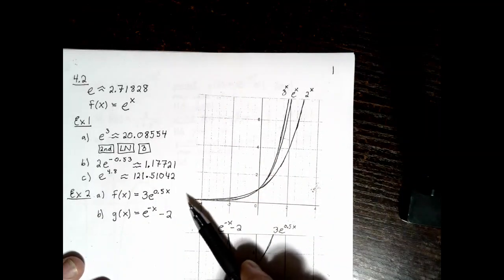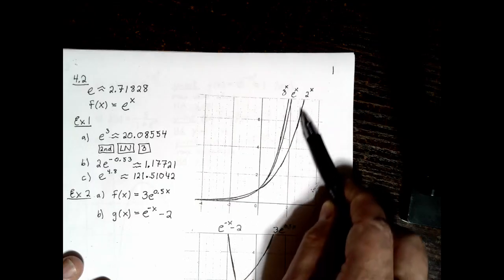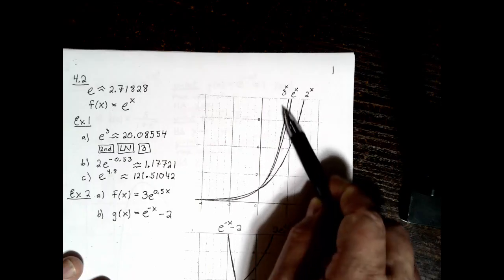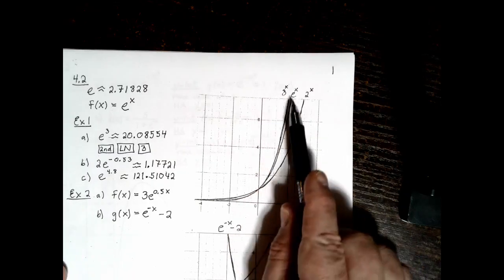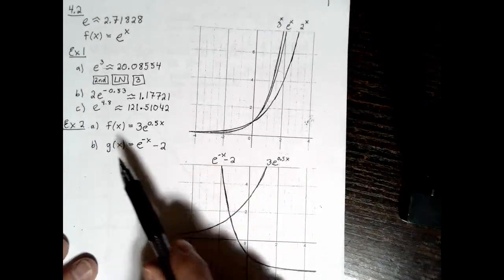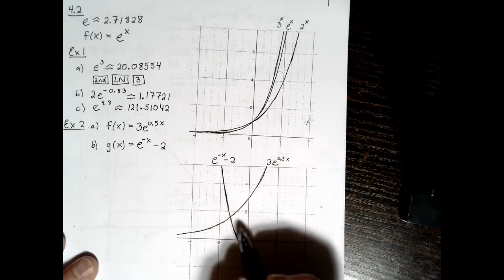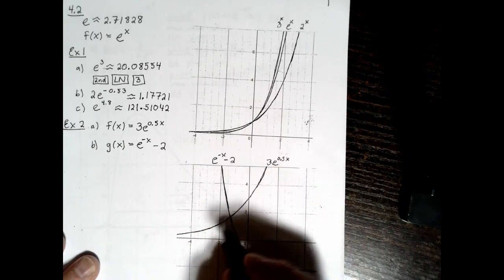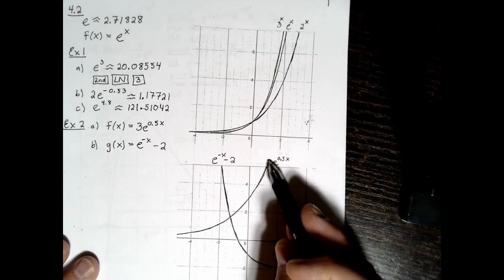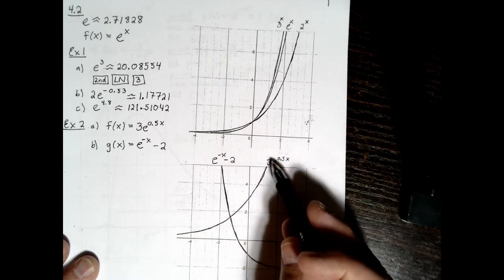Now what does e to the x look like? Well, you would expect it to be somewhere between 2 to the x and 3 to the x, and it is. 2 to the x goes up slower, e to the x goes up a little bit faster, and then 3 to the x goes up even faster than that because e is between 2 and 3. And now 3 e to the 0.5x, you would expect it to go up, and you also would expect it not to cross at 0,1 but at 0,3 because a is 3 here. And it's called exponential growth there.